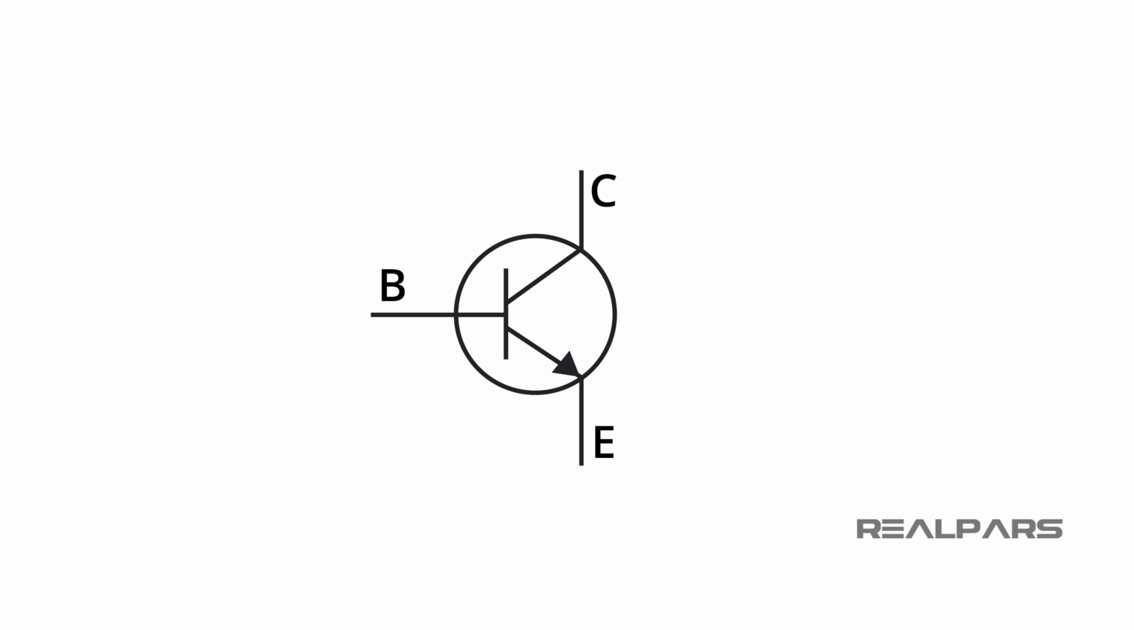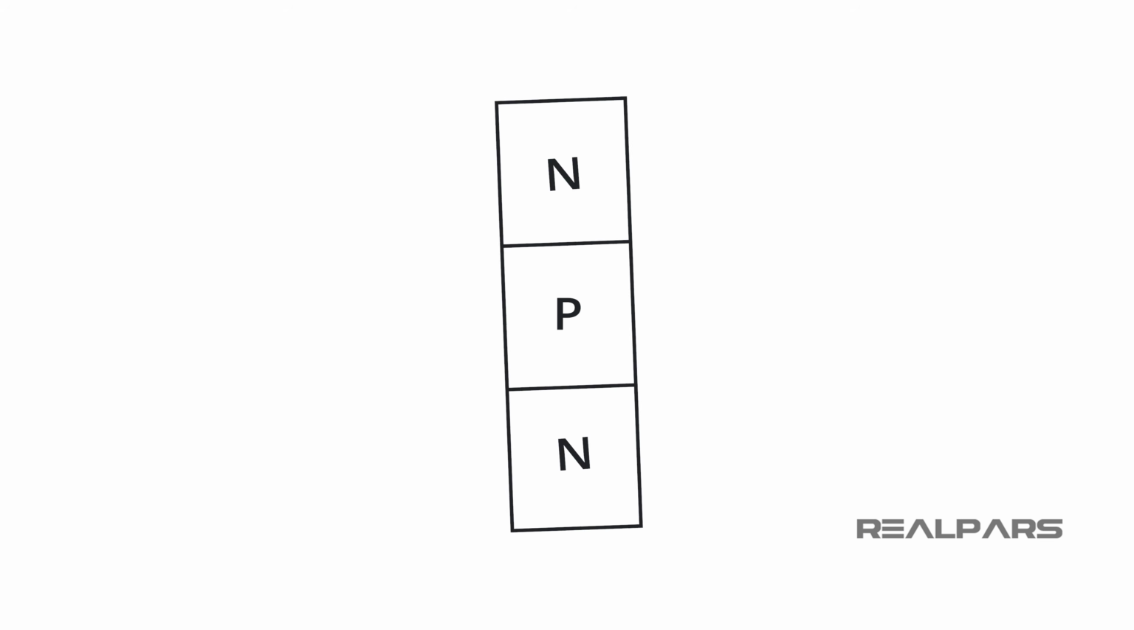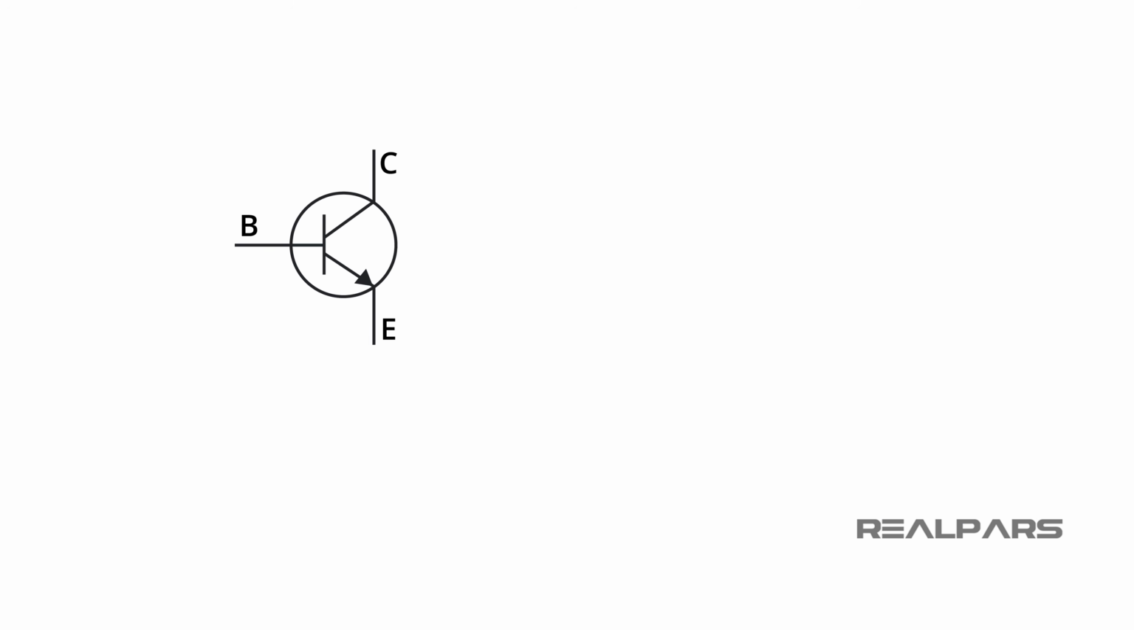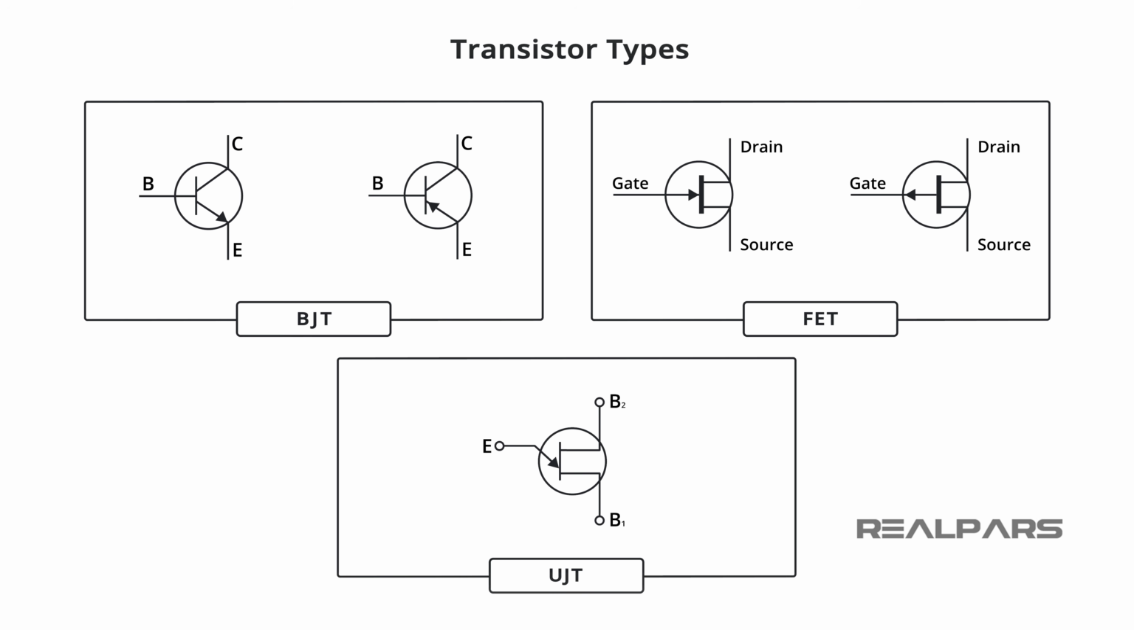A basic transistor consists of three chunks, or pieces of silicon sandwiched together. As mentioned earlier, there are many different types of transistors. In this video, we'll focus on the bipolar junction transistor, which is probably the most common.